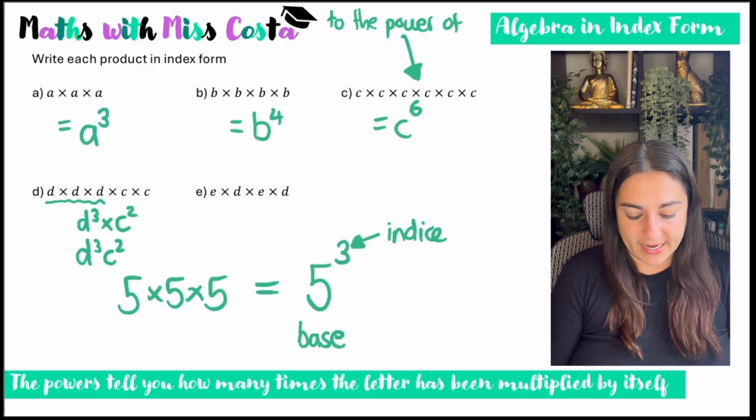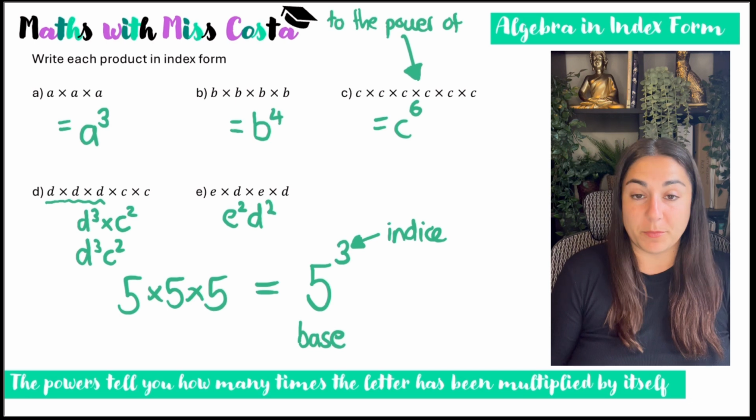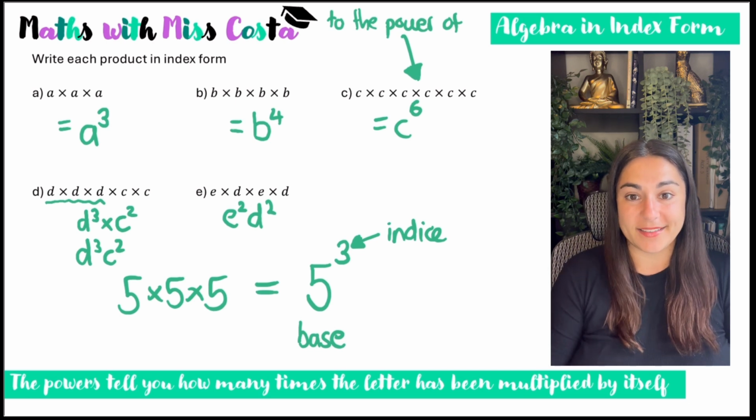So similarly here, I've got E being multiplied by itself twice, D being multiplied by itself twice, so that would become E squared D squared.